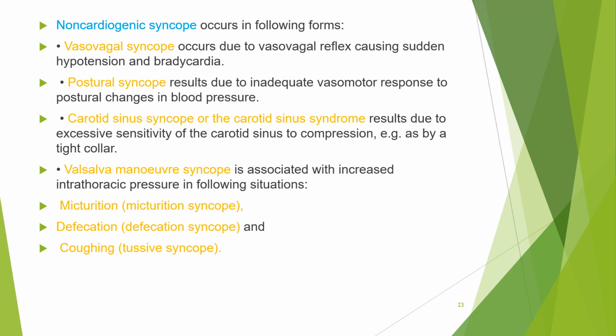Okay, so what is vasovagal syncope? Because of a reflex. So we are not going into details. We are discussing only the headings, important points. That's all. Vasovagal syncope occurs due to a reflex. It is called vasovagal reflex. It will cause sudden decrease in the blood pressure, that is hypotension and bradycardia. So this leads to decrease in the cerebral blood flow.